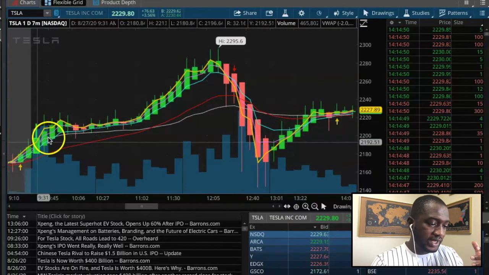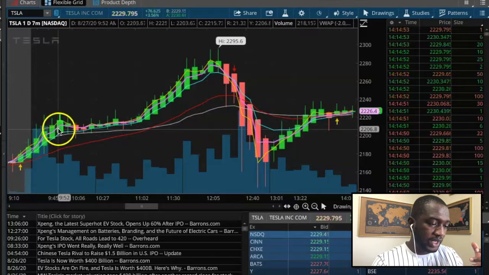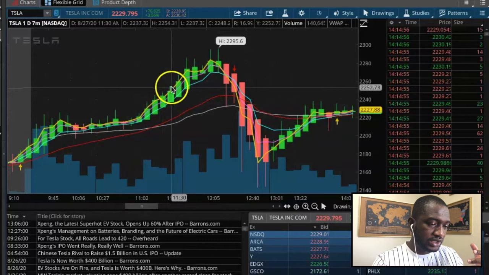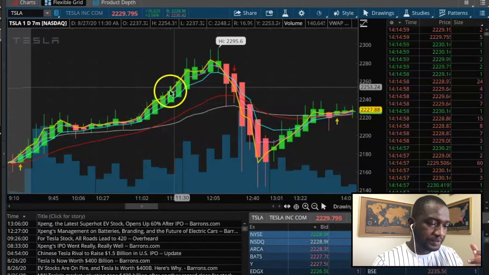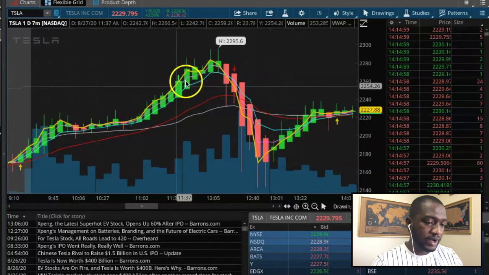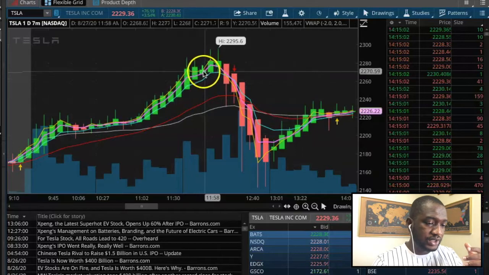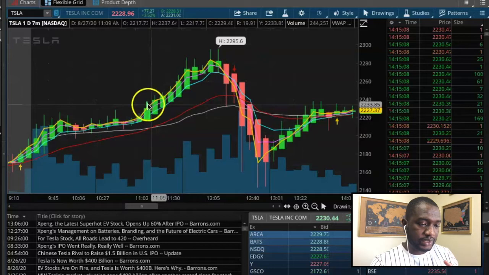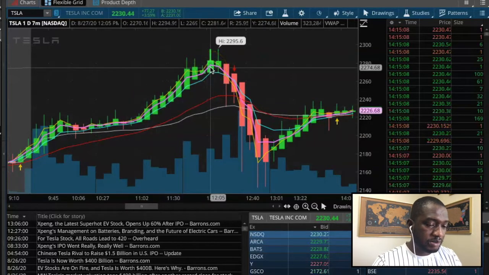So I waited here. I waited at this point. I think I entered the trade around this area. I got into the trade around that area, and I was able to take this trade. I held on here and I sold at this point.